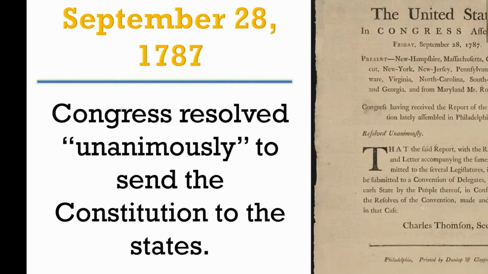Congress privately reviewed and debated the proposed Constitution. On September 28, 1787, Congress, in these words, sent the Constitution to the states for consideration and ratification. "Congress, having received the report of the convention lately assembled in Philadelphia, resolved unanimously that the said report, with the resolutions and letter accompanying the same, be transmitted to the several legislatures in order to be submitted to a convention of delegates, chosen in each state by the people thereof, in conformity to the resolves of the convention made and provided in that case."